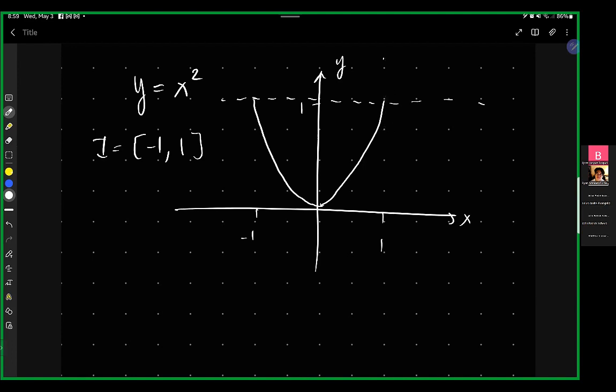Let me just colorize this, no? Para makita nyo. So, ito yung interval mo. Yan, di ba? In x. So, as always, yung interval is given in terms of x, no? Nakikita mo dapat yung interval sa x-axis.